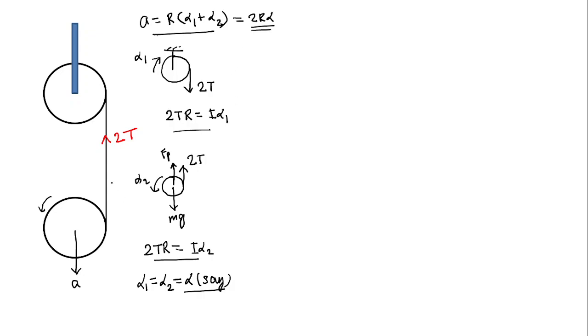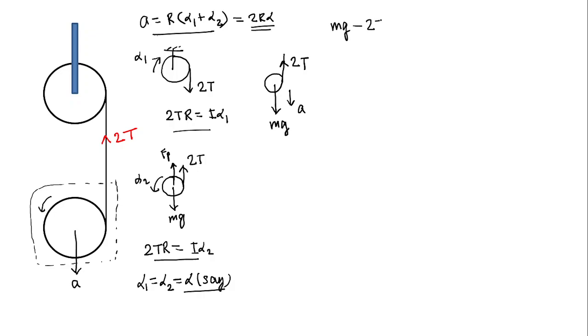Now let us see force balancing on this part. The assembly is something like this. This is 2T, this is mg, and it is moving downward with acceleration A. So we can easily say mg minus 2T is equal to m times A. A is 2R alpha, so let us write directly 2R alpha. This is the first equation.